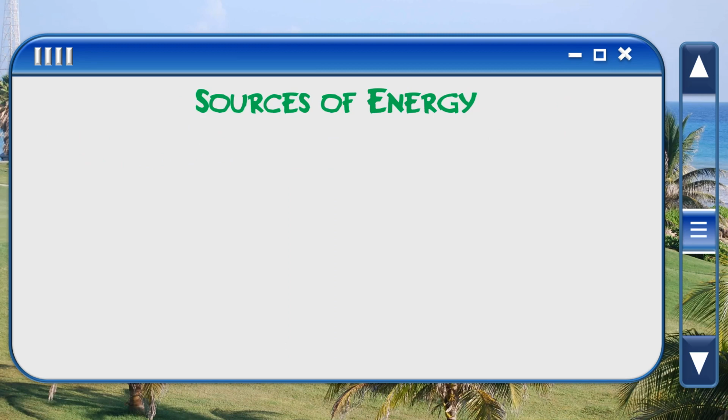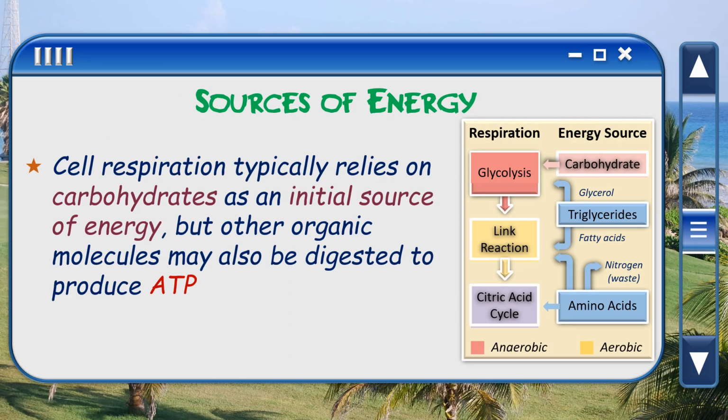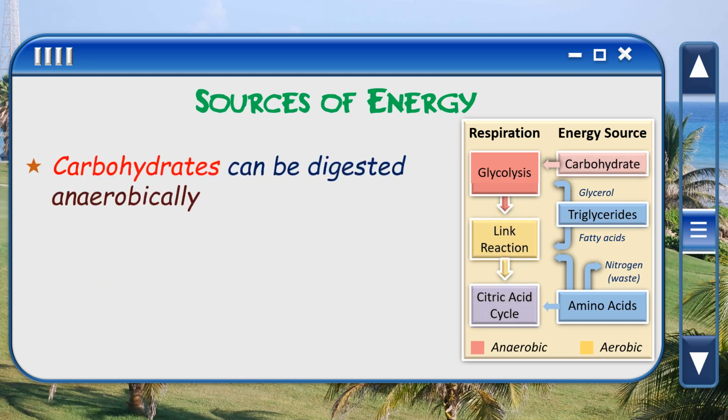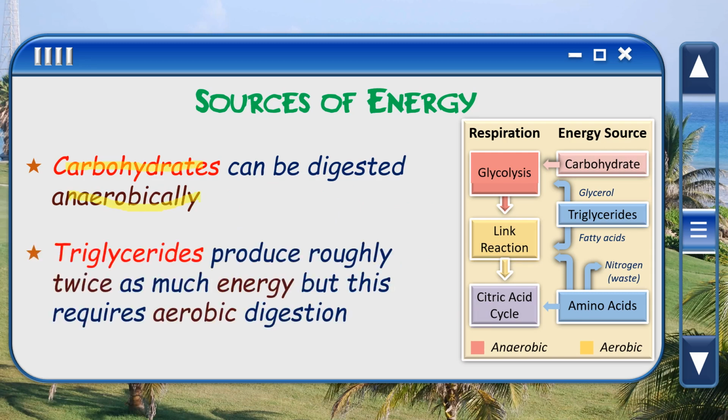Sources of energy. Now, cell respiration typically relies on carbohydrates. All respiration in the cell, that is cell respiration, typically relies on carbohydrates as the initial source of energy. But there are other organic molecules that may also be digested to produce ATP. Carbohydrates can be digested anaerobically, whereas triglycerides produce roughly twice as much energy, but this requires aerobic digestion.